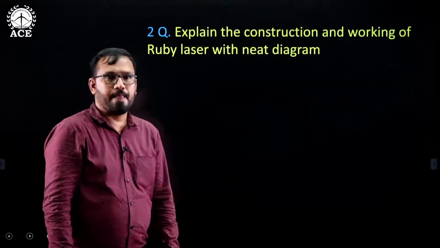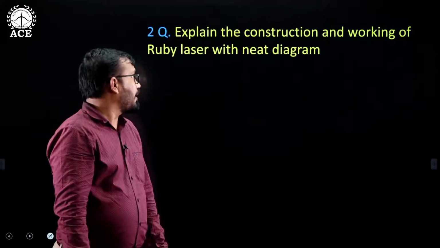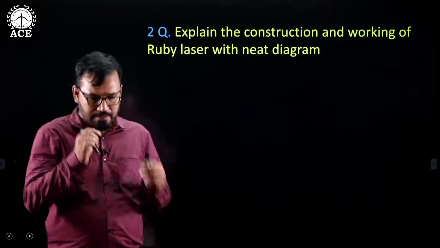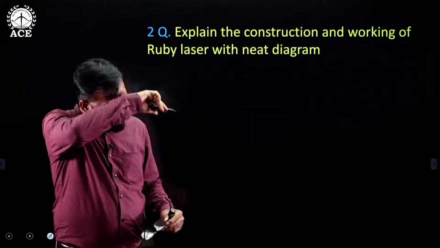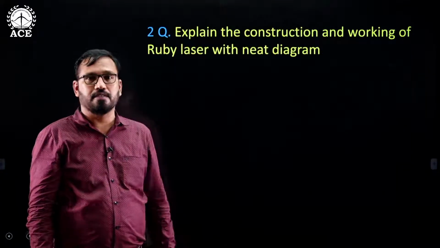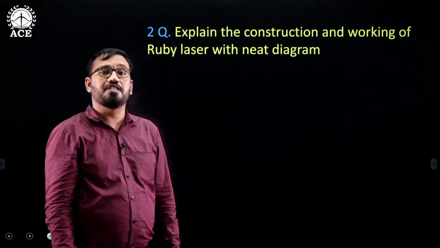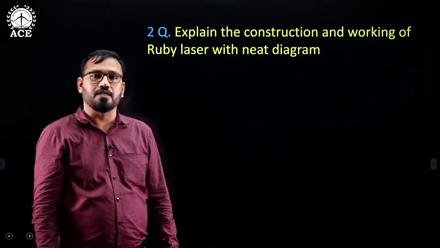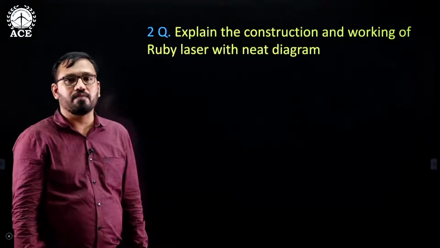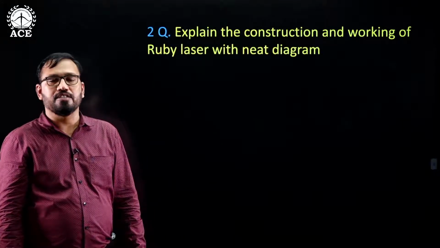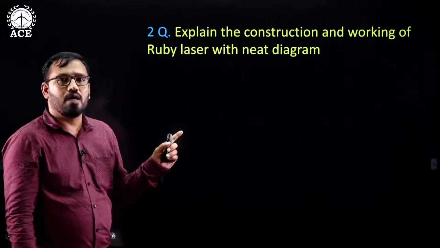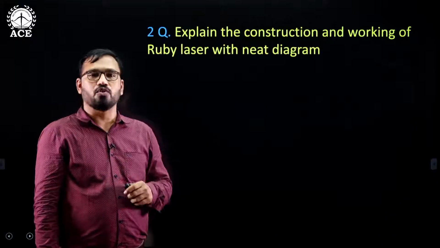Next one is: explain the construction and working of the ruby laser. At the beginning of my class, I gave some examples of different types of lasers. In that, solid state lasers: I mentioned two examples, one is the ruby laser and the other is the Nd-YAG laser. These are the two solid state lasers. In our topic, this is also a frequently asked question.